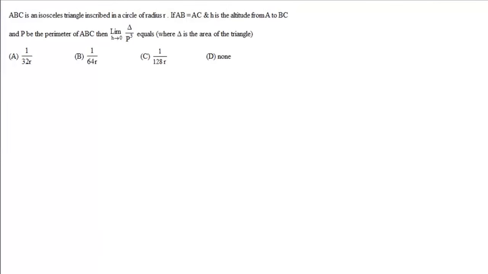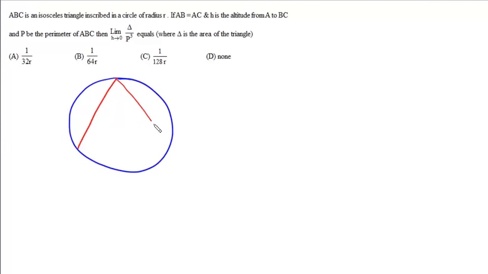Now here the question: ABC is an isosceles triangle inscribed in the circle of radius r. So we have this circle of radius r, and then we have an isosceles triangle inscribed in it. So this is A, B, C, with AB equals AC. If h is the altitude from A to BC, of the length h, and P is the perimeter of ABC, we need to find this limit as h tends to 0, delta upon P cubed, where delta is the area of this triangle.